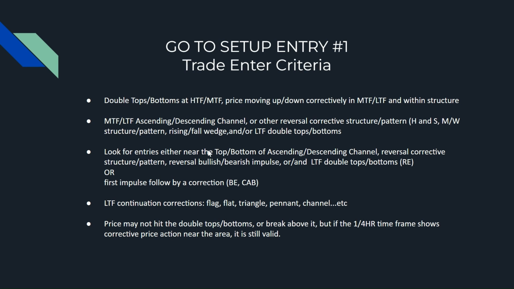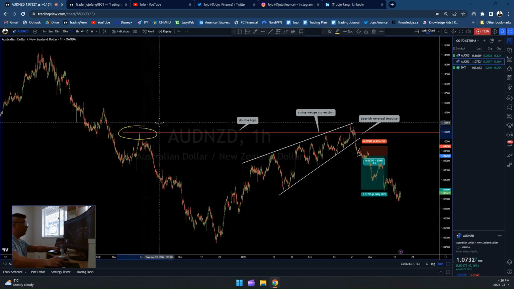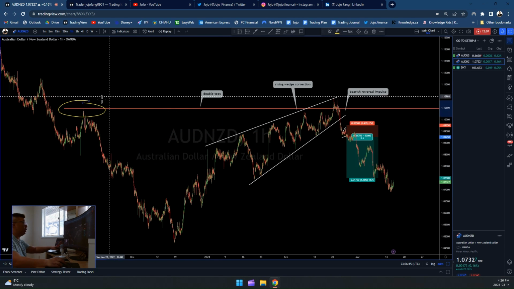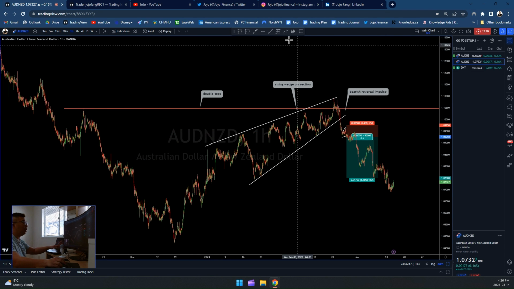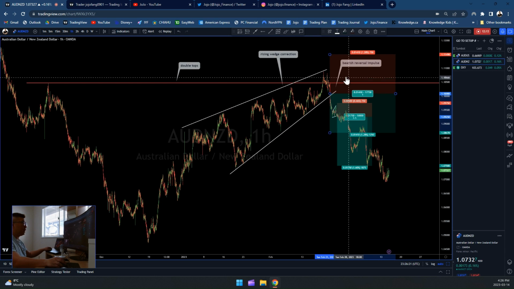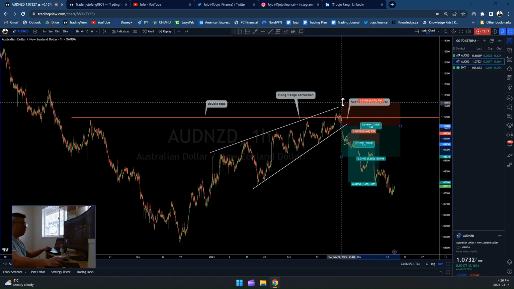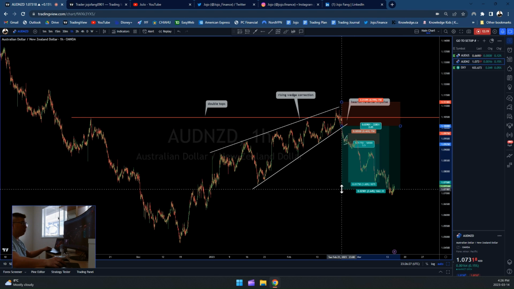In terms of entries, we can either enter at the very top of that channel or reversal corrective rising wedge, or we can wait for that first impulse down by the correction. So again, the example that we talked about, Aussie dollar earlier, was to talk about that either you can enter at the very top, when price just broke that previous high, and then we start showing a little bit of bearish move.